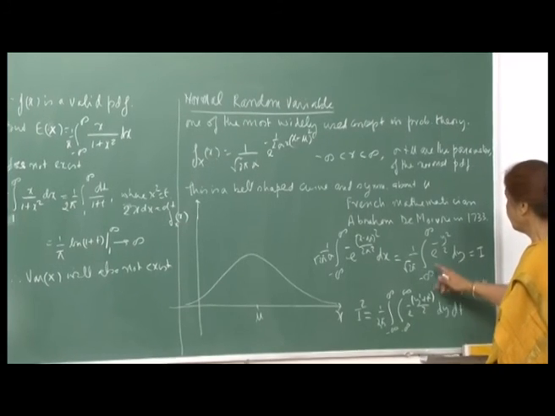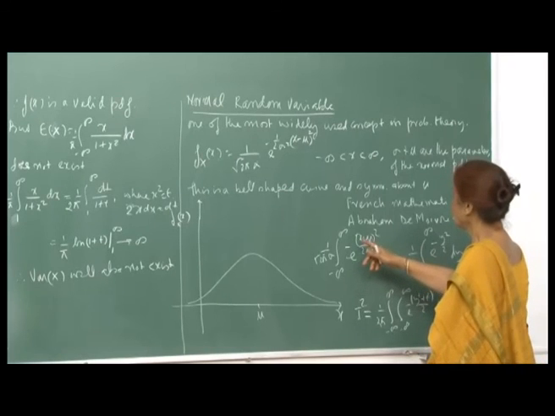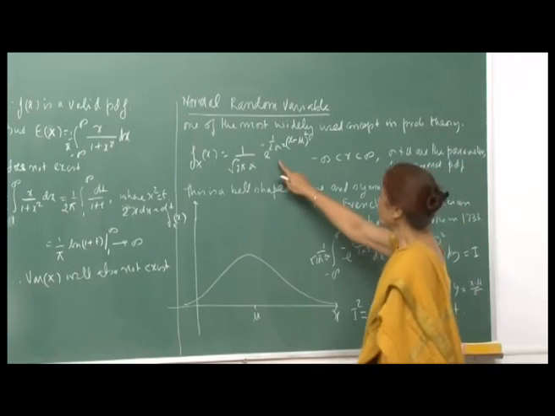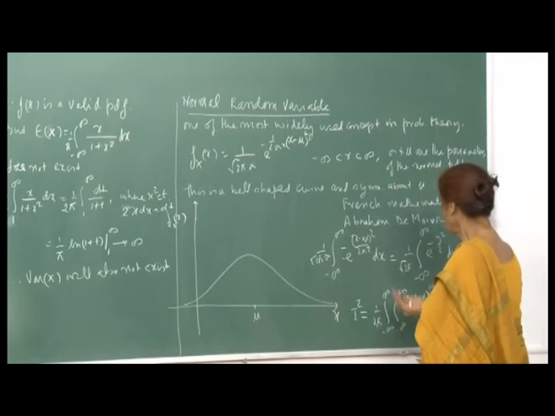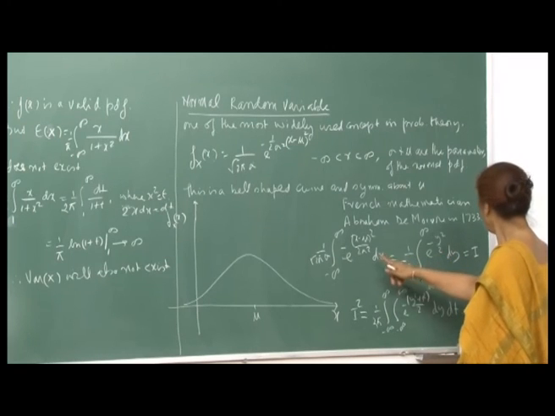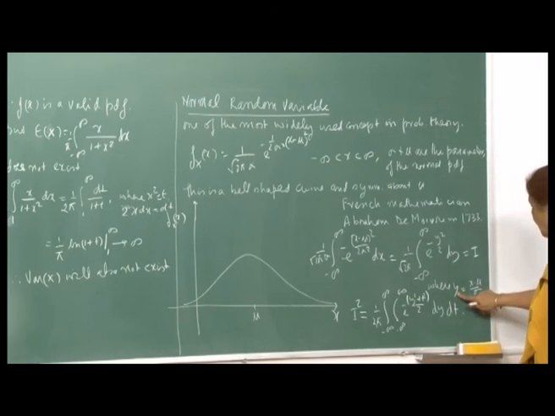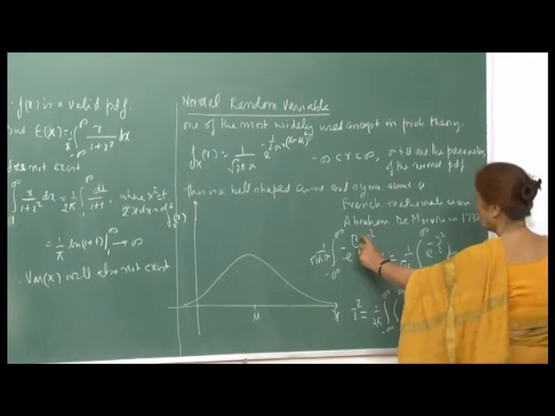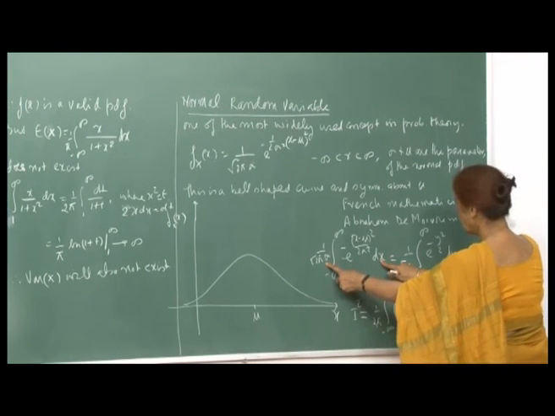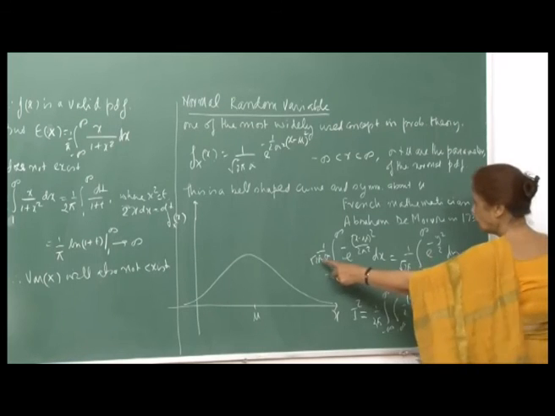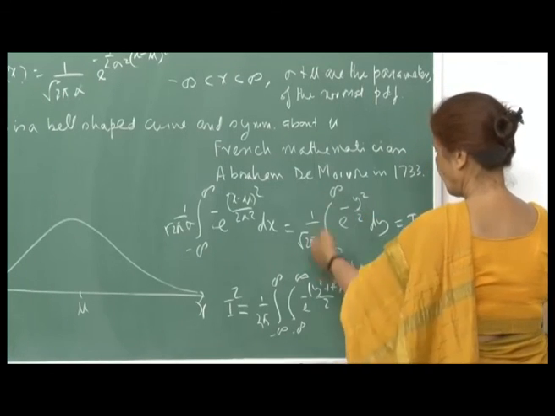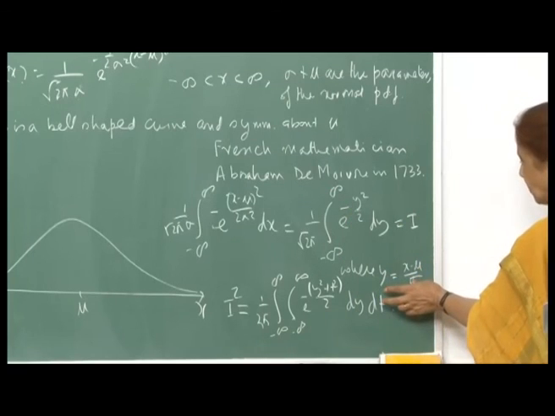Okay. Now let us see whether this is actually a valid PDF. We want to integrate this function from minus infinity to infinity and show that the integral is equal to 1. Here I make the transformation y equal to (x minus mu) by sigma. Then dy is dx upon sigma, so dx upon sigma gets replaced by dy, and 1 upon under root 2 pi is here. Then this is e raised to minus y square by 2. The limits remain minus infinity to infinity, because mu and sigma are finite numbers.